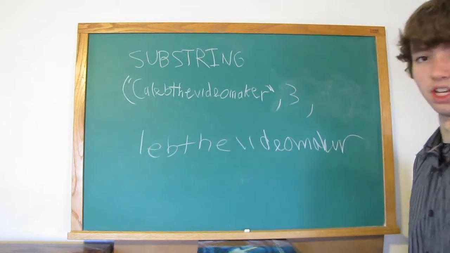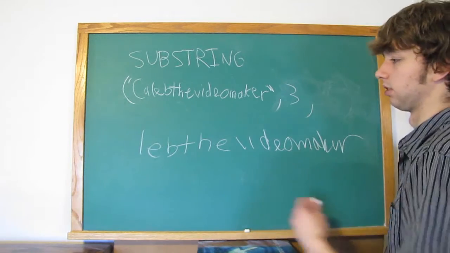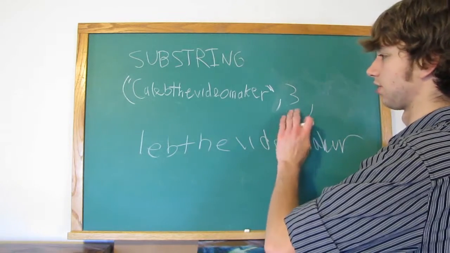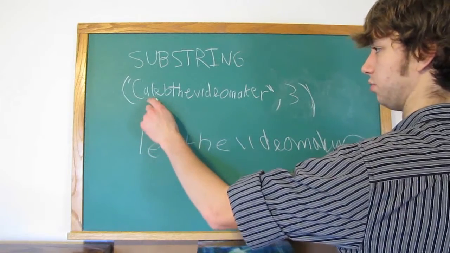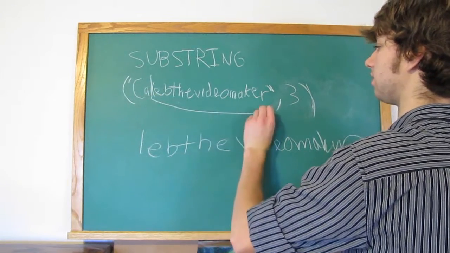Well, that's a huge name. Caleb Leb the video maker. That's because we started at the third character, as you can see here. 1, 2, 3, all the way to the end.